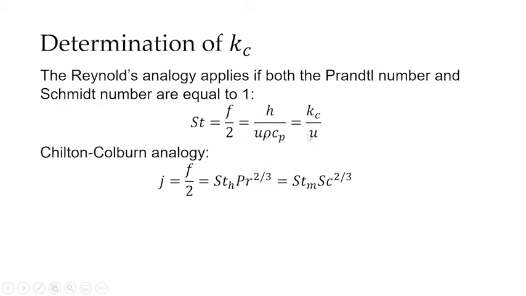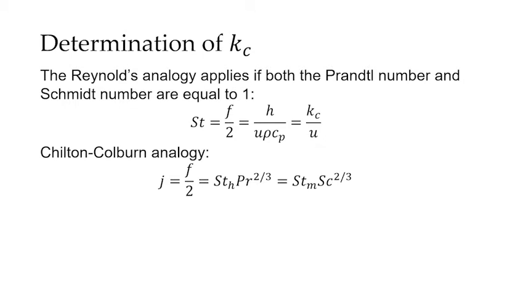While for the mass transfer side, that is equal to Kc over u, or the mass transfer coefficient over the velocity. Okay, so the f over 2 is from momentum transfer, h over u rho Cp comes from heat transfer, and from mass transfer, we have Kc over u. We have now completed the Reynolds analogy.